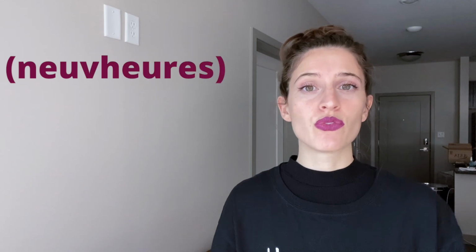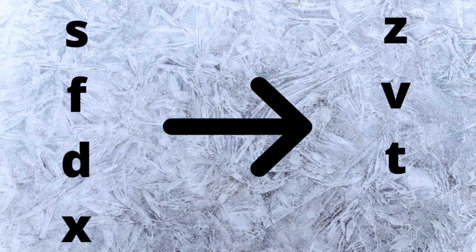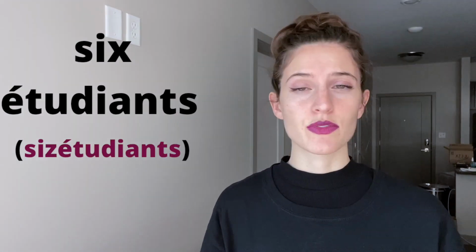A couple of other letters change as well. F becomes V. If you have the word neuf and heure, you say neuf heures. D takes on the T sound. So if you have the words grand and homme you would say grand homme. And the X is also going to take on the sound for Z. For example, six étudiants. For all of the other consonants in the alphabet, if they are being used in a liaison, they're just going to use their normal sound.